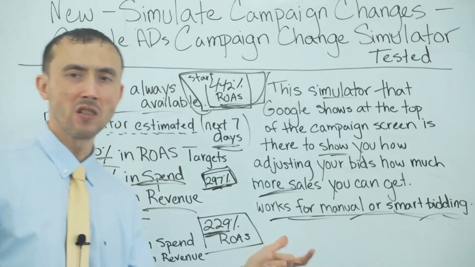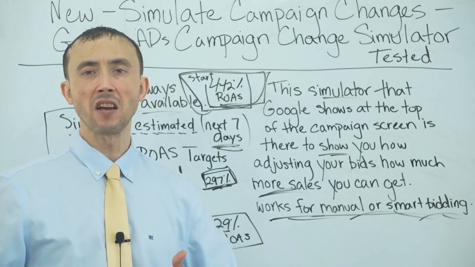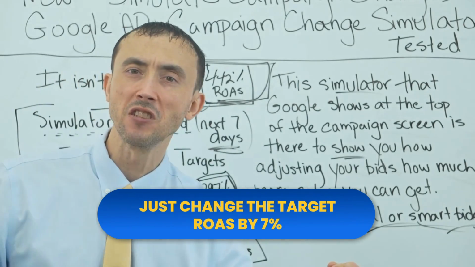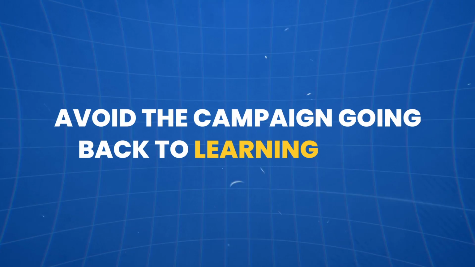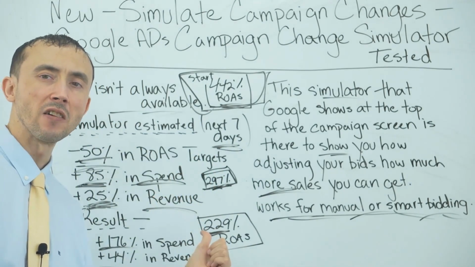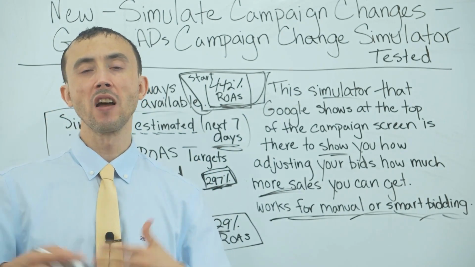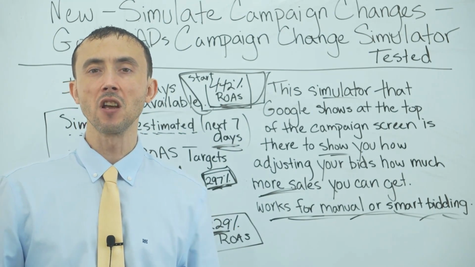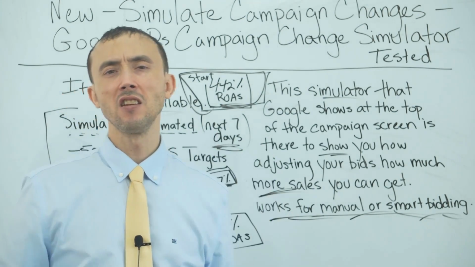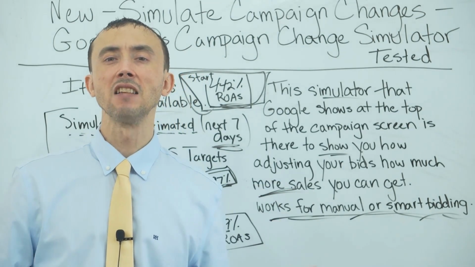These targets don't take into consideration your campaign going back into learning mode. If you just change the target ROAS by 7%, most of the time you avoid the campaign going back into learning mode, and then these estimates will be a little bit more accurate. But the bigger the change, the more likely it is to take your campaign back into learning mode, and none of what you have seen applies anymore. Or I shouldn't say none, but it applies a lot less.